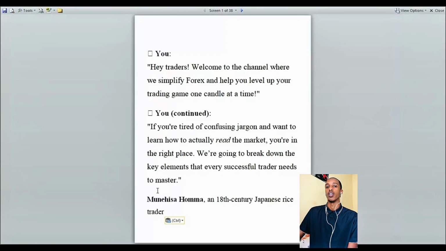We are going to break down the key elements that a successful trader needs to master. So the book that we are going to use is called the Candlestick Trading Bible, which was written by the Japanese guy called Munehisa Homma, in the 18th century. He was a Japanese rice trader.